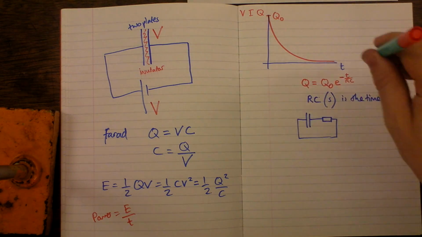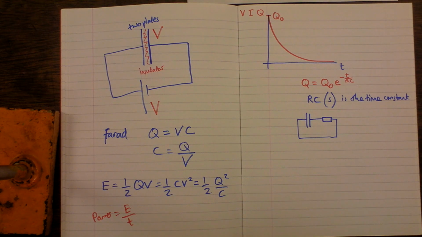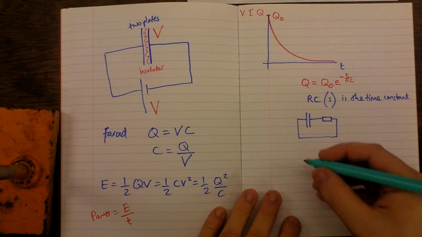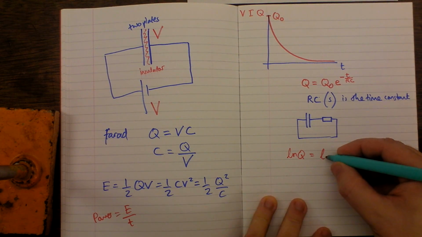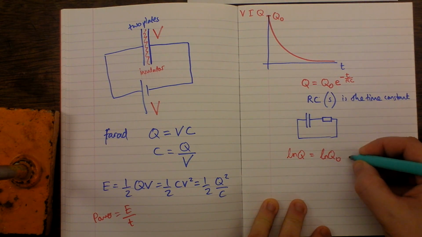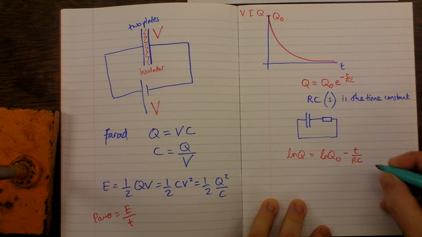Now, this equation is difficult to work with as it is, and so one of the most common things you'll be asked to do with it is to rearrange it. And the easiest way to rearrange it is to use logs, especially if we can get it into a straight line format. So if I were to take logs of both sides, I'd end up with log Q equals log Q naught minus t over RC.